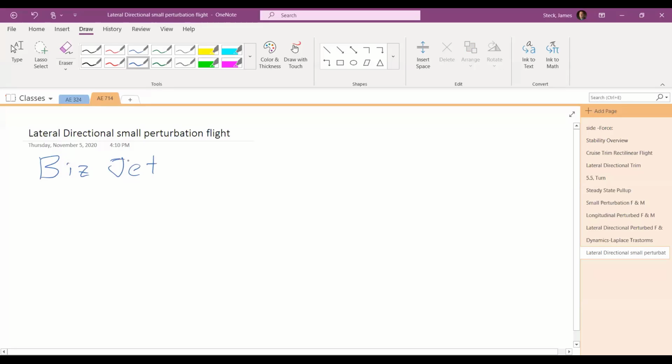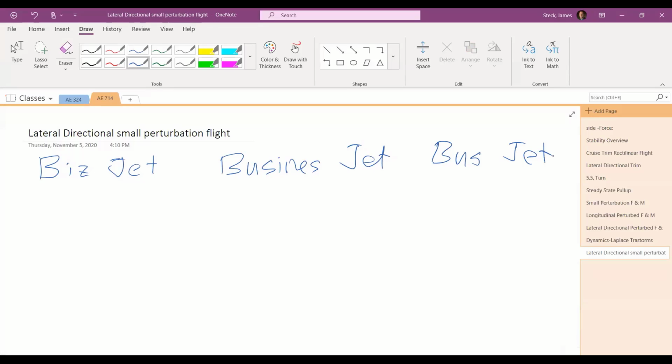By the way, I learned a long time ago that the abbreviation for business jet is not bus jet. You would think it would be, right? I started to write that one time in class, and I looked at that and went, that's not right. Because it sounds, well, I guess it would be an Airbus jet then, right?